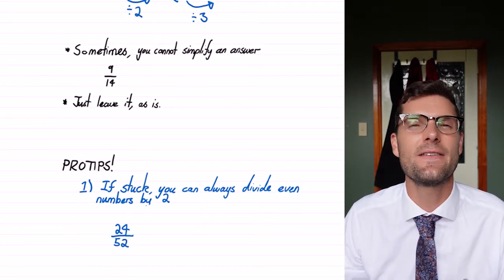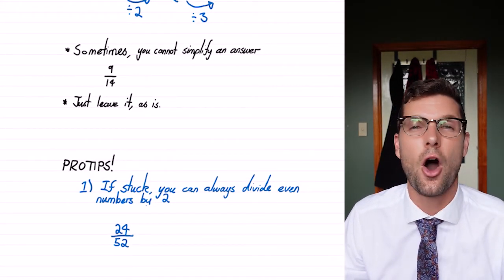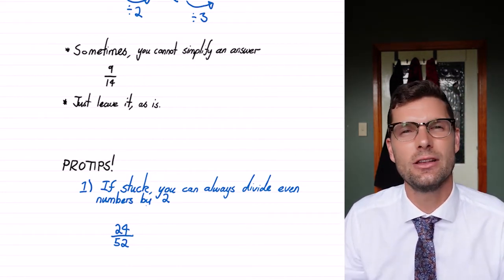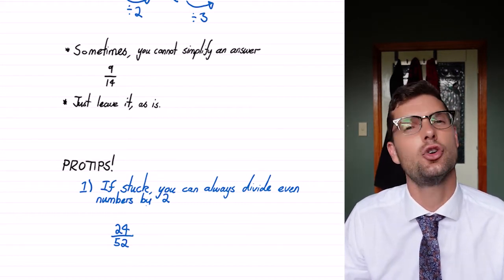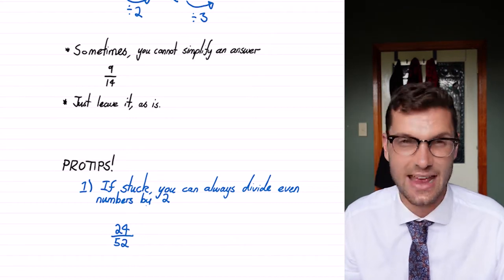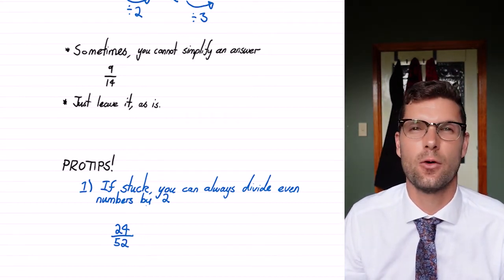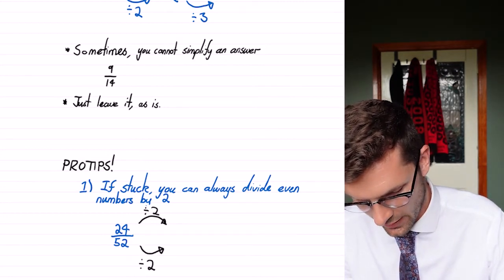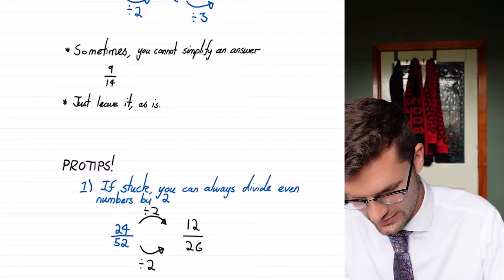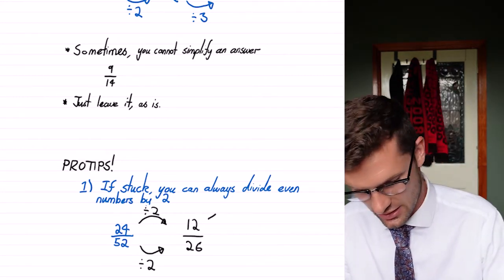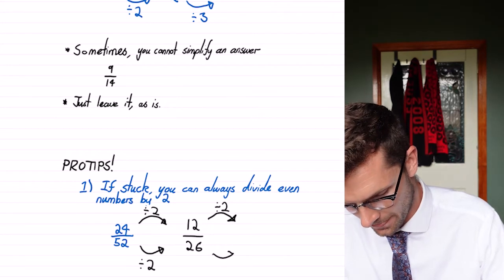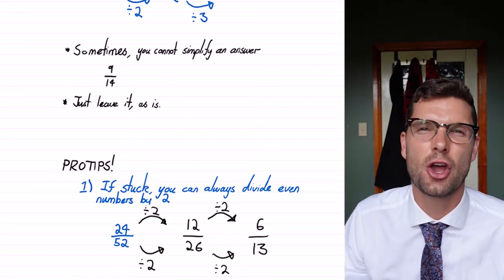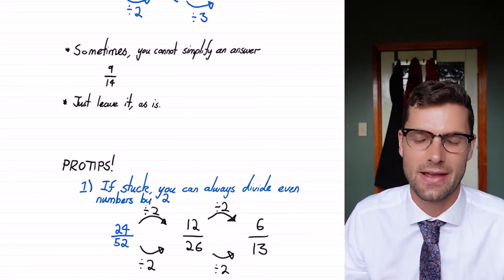So my pro tips are that if you are stuck and you don't know the highest common factor, always just try to break it down with something that you do know. A really good hint is that if both numbers are even, you can always divide by 2. So in this example, I don't know what the highest common factor between 24 and 52 is, but because they're both even, I can divide them by 2. This leads to 12 over 26, and again we've got 2 even numbers, so I can divide them again by 2. This gives the answer 6 over 13. There's no common factors between those two, so we've finished our answer.